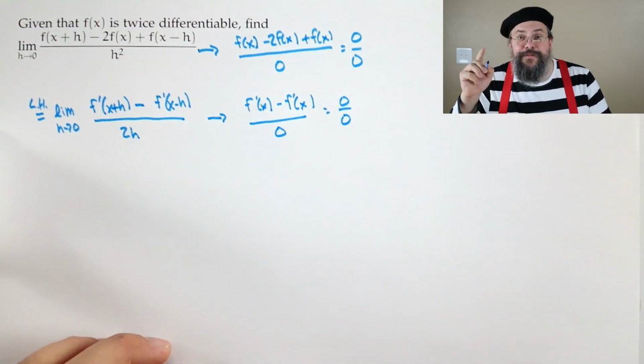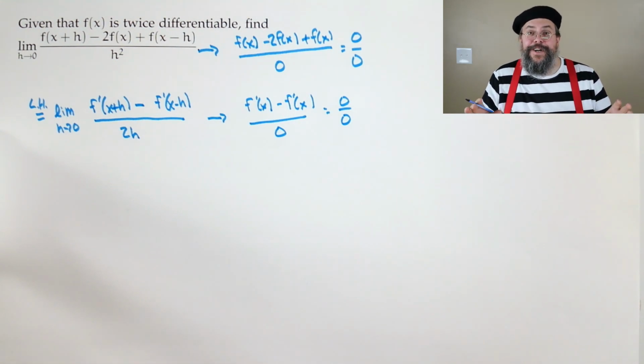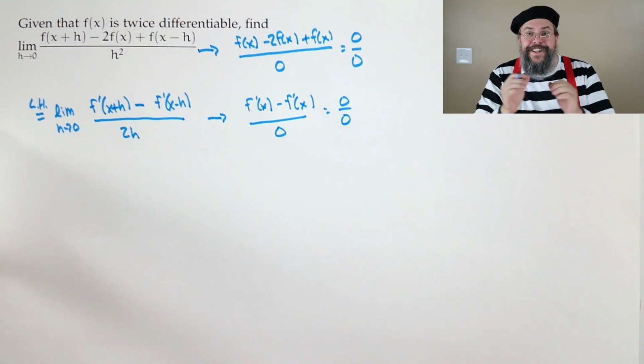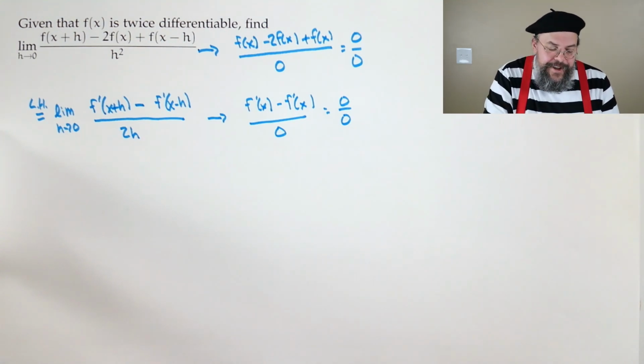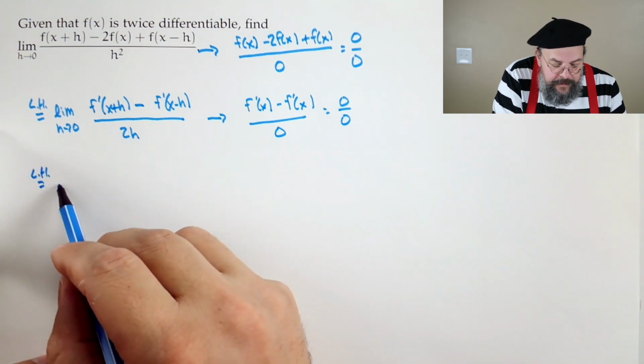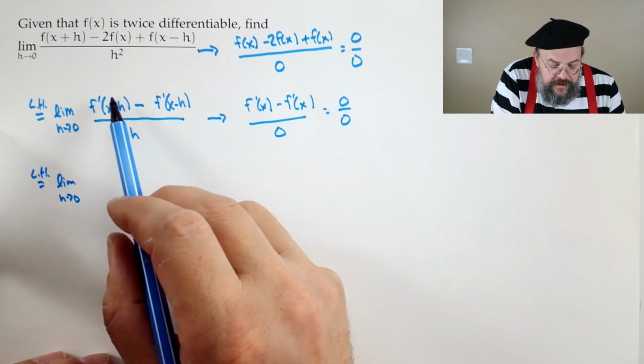Which means more work, more work. But that's okay. We don't mind. We do what? Well, we apply L'Hopital. L'Hopital, of course. So this is going to be what? The limit as h goes to 0. All right, taking the derivative here.